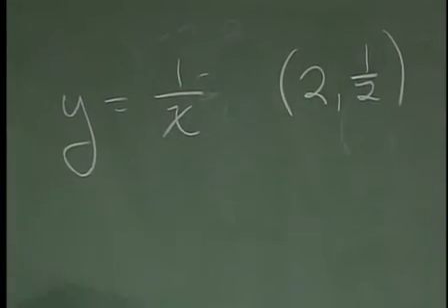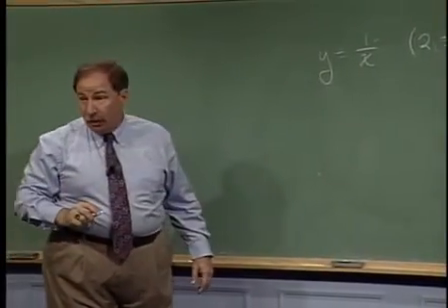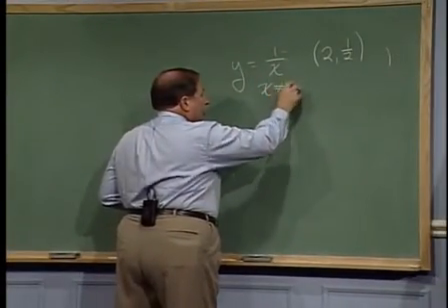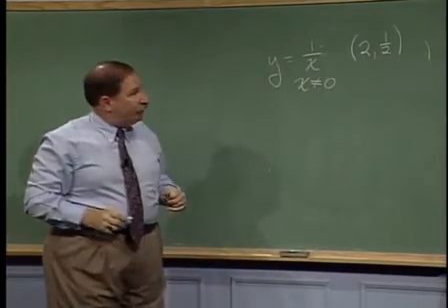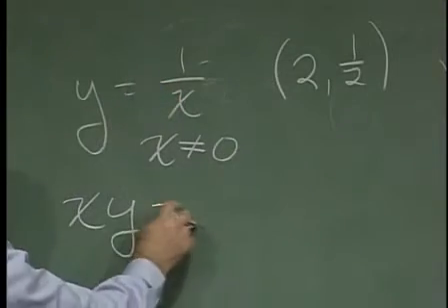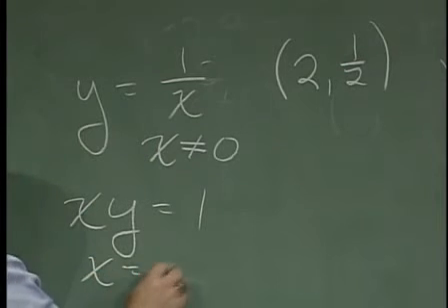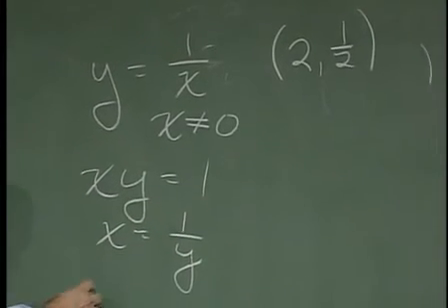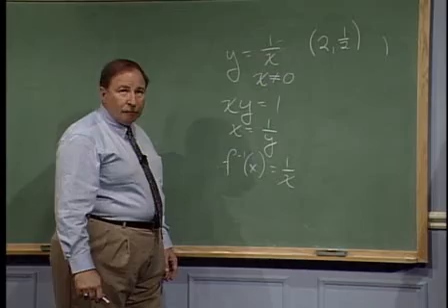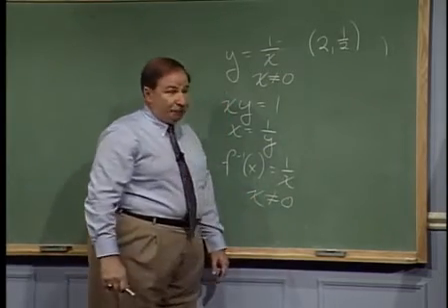By the way, are there any limitations on the domain of this function? And the answer is yes. You cannot put a 0 in here. So let's put down x can never be 0 because we can't divide by 0. What's the inverse? Well, let's multiply both sides by x because I want to ultimately isolate the x. Simply divide both sides by y. And again, f inverse of x equals 1 over x. And again, x cannot equal 0. We can't have a 0 in the denominator.